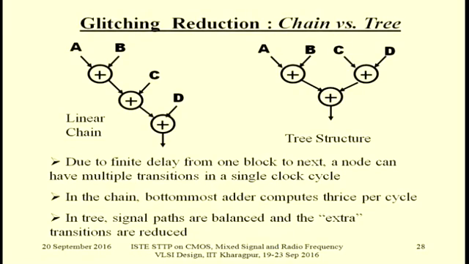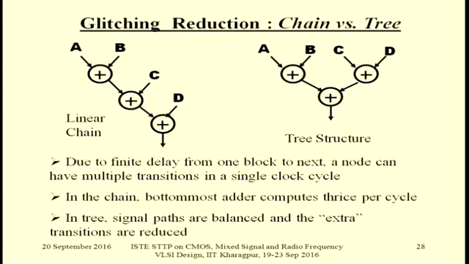On the other hand, if you try to balance the chain, that means due to finite delay from one block to next, a node can have multiple transitions in a single clock cycle. In the chain, the bottommost adder computes thrice per cycle. Always, here we are showing a path length of 3. If you have a path length of 10, then the bottommost element will have a transition 10 times per cycle.